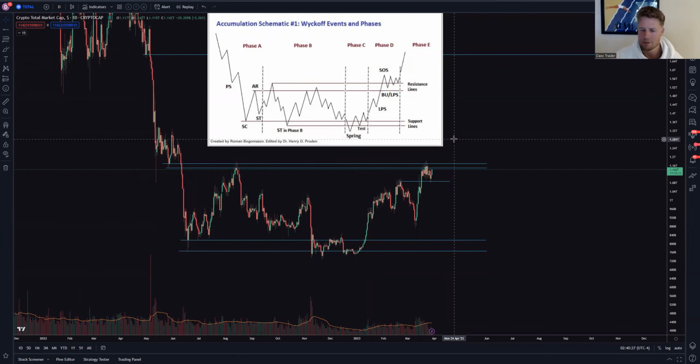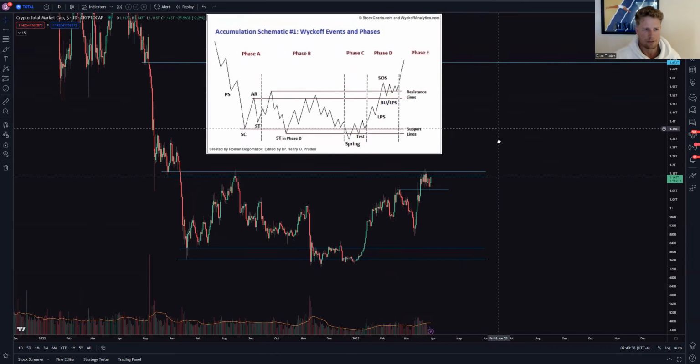So in my opinion, a lot of people think that we're already in markup phase at the moment, but we're actually still here in phase D, but we're getting ready to break out of phase D, moving into phase E, which is then into the markup, okay?